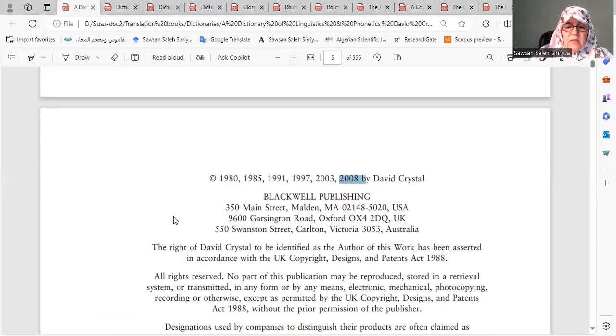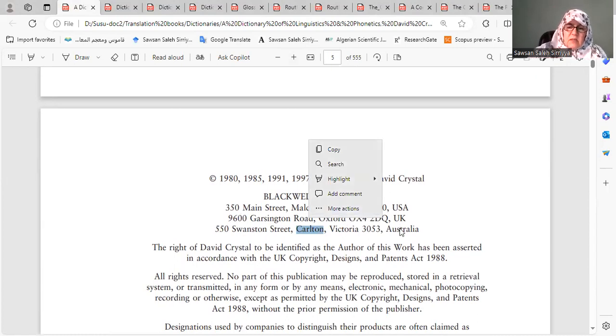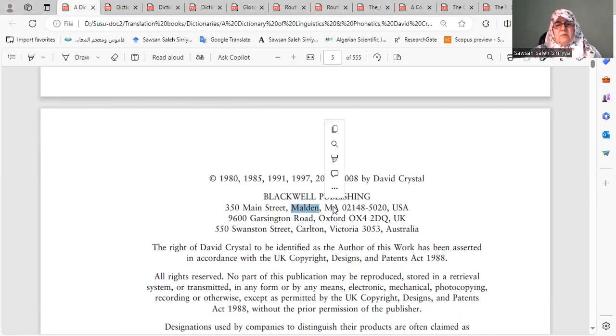Where do you find the city? You see here, it's Victoria, or probably Carlton. Okay, so it's Victoria, the country is Australia. It is also published in the United Kingdom, in Oxford, so you can take Oxford as a first city, or here, Malden. This is Malden in Massachusetts. These are the cities. It's published in these 3 countries at the same time, so it's better to take the first city, which is Malden.